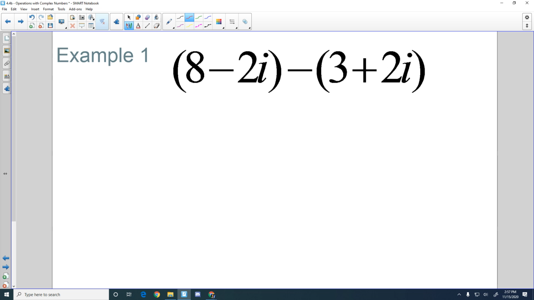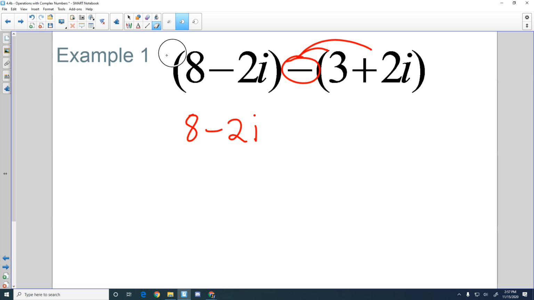So whenever I see this negative sign right here, I always think about distributing it to each of the terms to the right. So I'm going to rewrite this whole expression out. Now the left term stays the same because there's nothing in front of it that I would need to distribute. So that's nothing to worry about. But I'm going to distribute this negative sign to the right. I'm subtracting 3 plus 2i, which really means I'm subtracting the 3 and I'm subtracting the 2i.